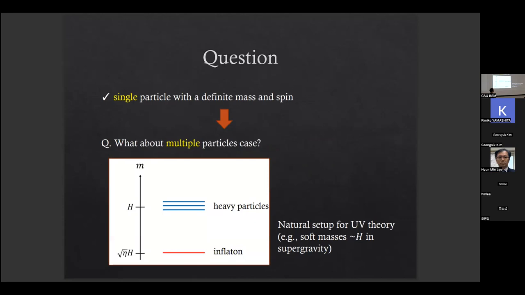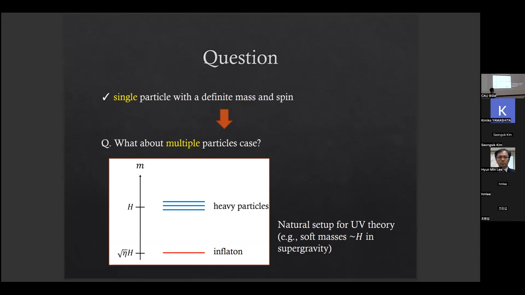So from now on, I want to move to my work. We asked this kind of question. So far there are many works, but most of them focus on a single particle with a definite mass and spin. So our question is, what about multiple particle cases? You might think this is a trivial extension, but I think it's very important because this kind of multiple state is really natural from the point of view of model building.